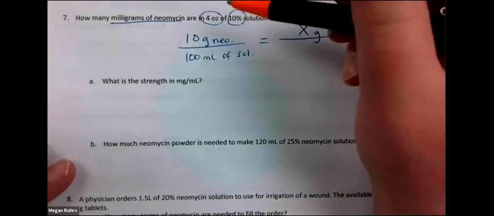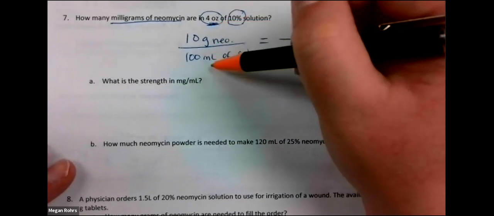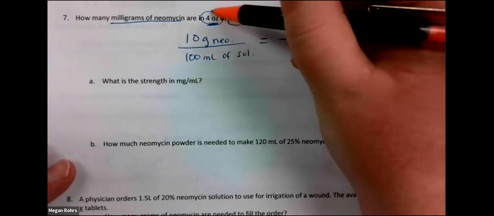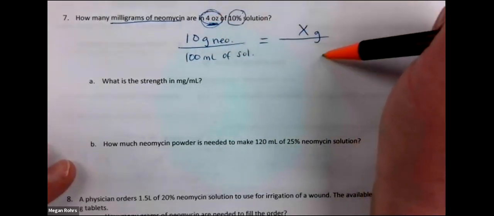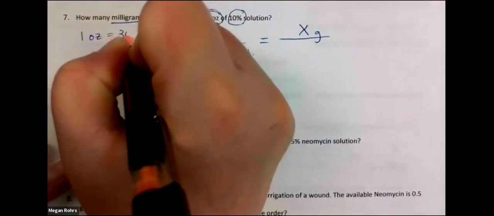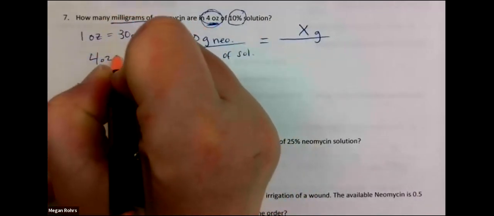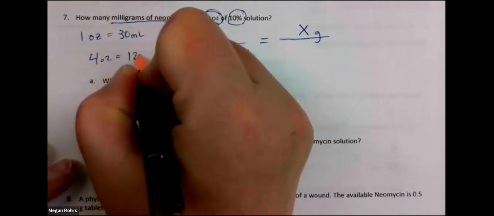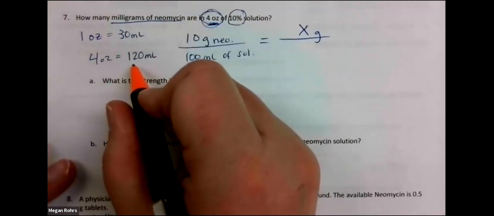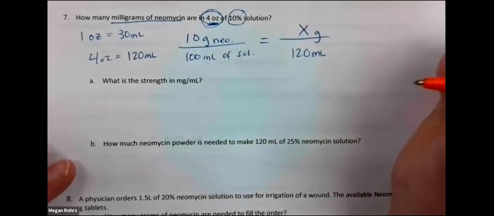Now this time, my total volume is in the household system rather than the metric milliliters here. So I'm going to first have to convert my 4 ounces into milliliters before I can plug that into my volume here. So remember, 1 ounce equals 30 milliliters. So 4 ounces, we would take 4 times 30 here. So 4 times 30 would give us 120 milliliters. So my total volume I have is 120 milliliters.